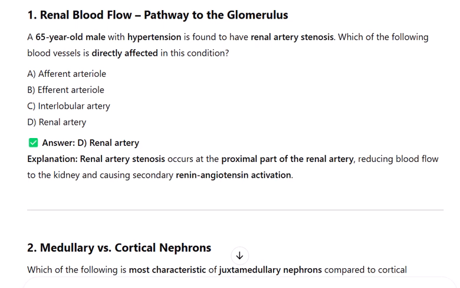Answer D. Renal artery. Explanation: renal artery stenosis occurs at the proximal part of the renal artery, reducing blood flow to the kidney and causing secondary renin-angiotensin activation. 2. Medullary versus cortical nephrons.